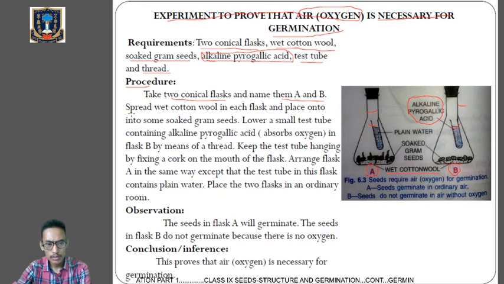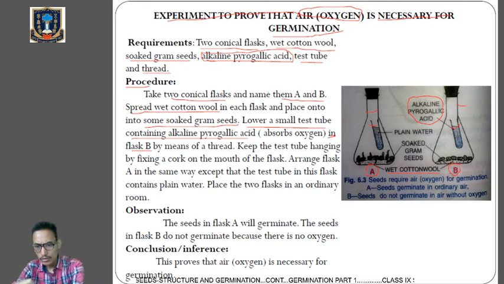Now in both the conical flasks, we have to place the wet cotton wool and the soaked gram seeds. Now lower a small test tube containing alkaline pyrogallic acid in flask B. So we'll now focus on flask B. Now in flask B, we are putting a small test tube.